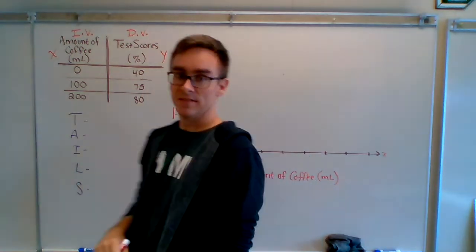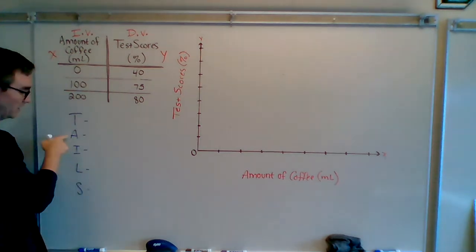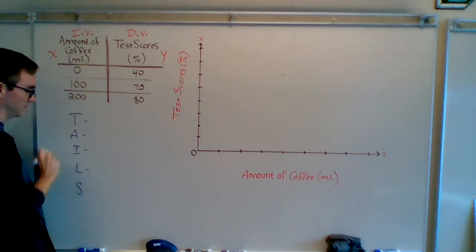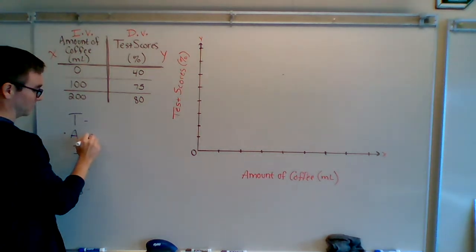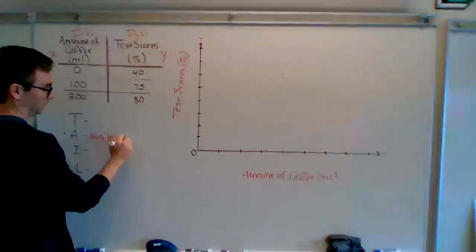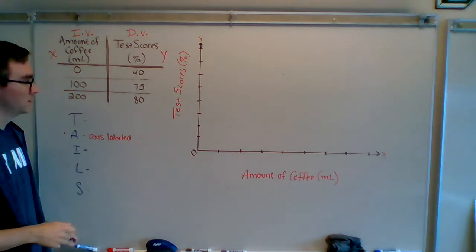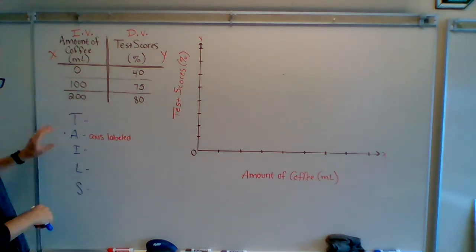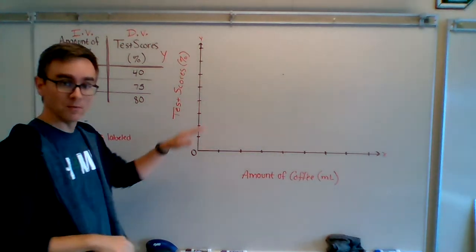All right, that was our first part of TAILS. In this case here, that was actually the letter A. The letter A represents axis labeled. So once we have our axis labeled, we're ready to start putting in some of our numbers.